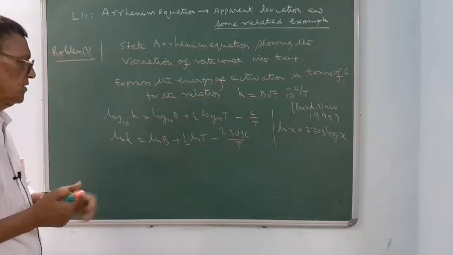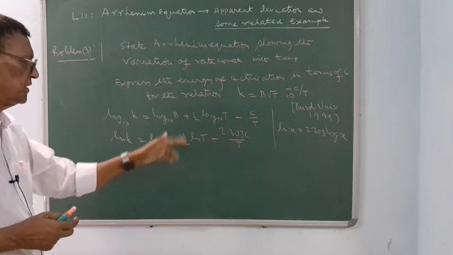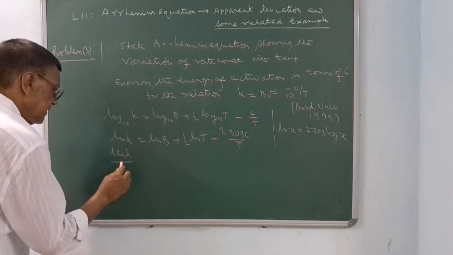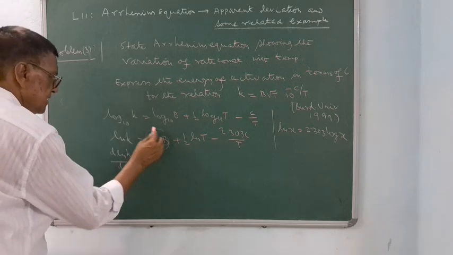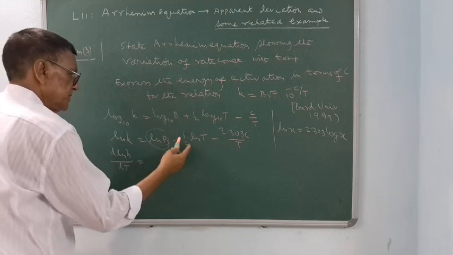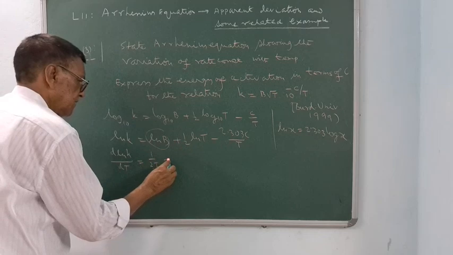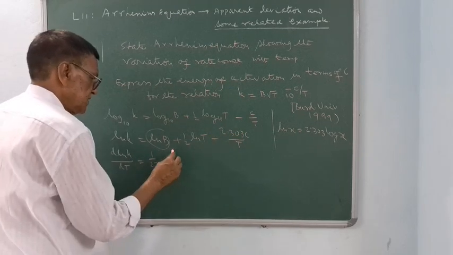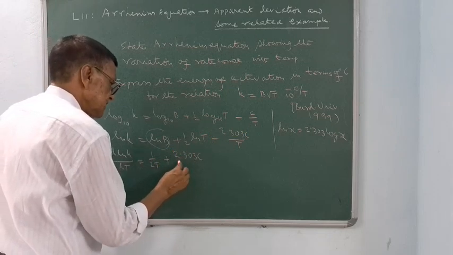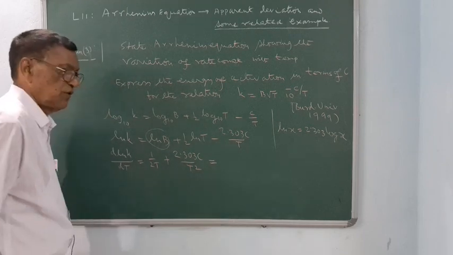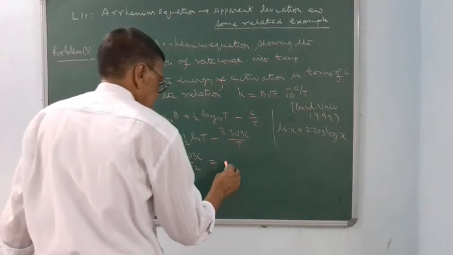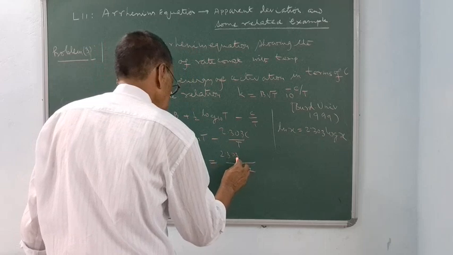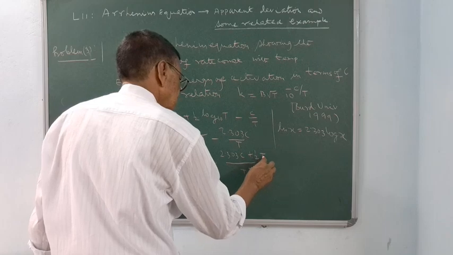Now all the terms are in natural log, so you can differentiate with respect to temperature. d ln k divided by dT: the constant gives 0, and with respect to T it is 1 by 2T, and minus 1 by T differentiated with respect to T becomes plus 2.303 C by T square, which is equal to (2.303 C plus half T) by T square.